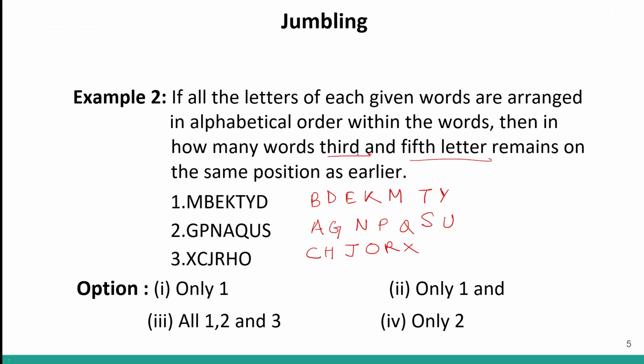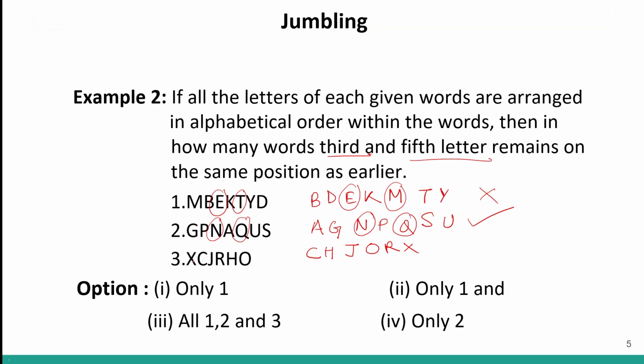Then we have to find out in which of the following words the third and fifth letters remain in the same position. So over here, the third is E and fifth is T. Over here, the third is E and fifth is M. So, not in this one. Now, third is N and fifth is Q. So, over here, it remains in the same position.